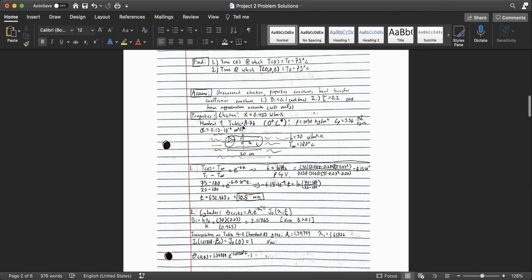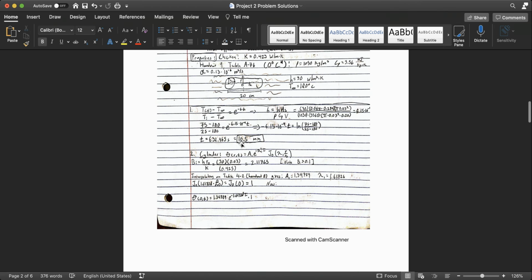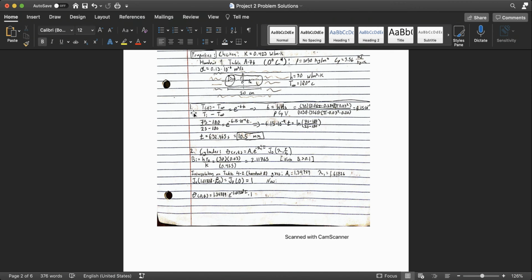And then we go ahead and grab our properties. I found a slightly more accurate thermal conductivity for chicken than what was available in the handout. And we draw our diagram with our coordinate system, setting 0 at the center of the cylinder. And so for the first problem, lumped analysis, we have our lumped analysis equation here. We need the time constant B, which depends on these properties.